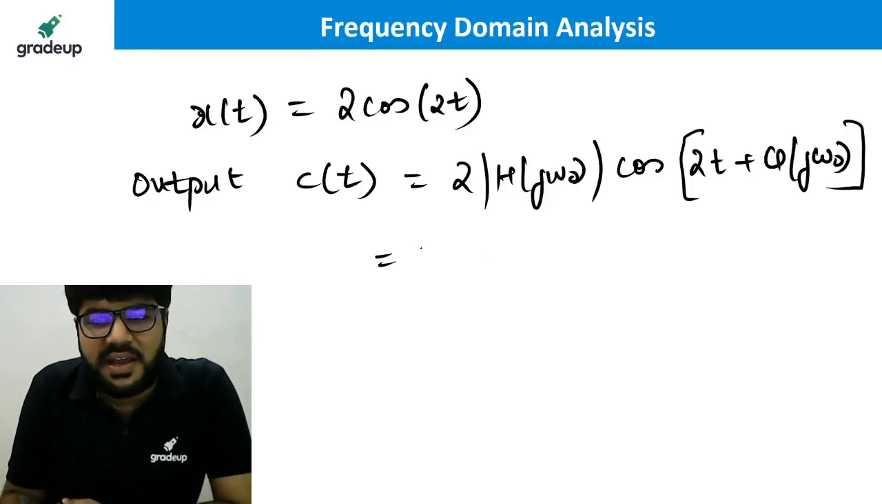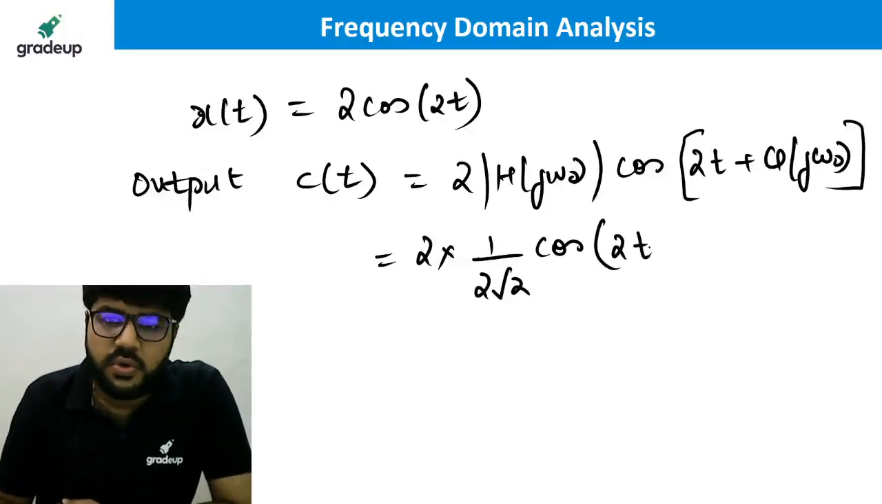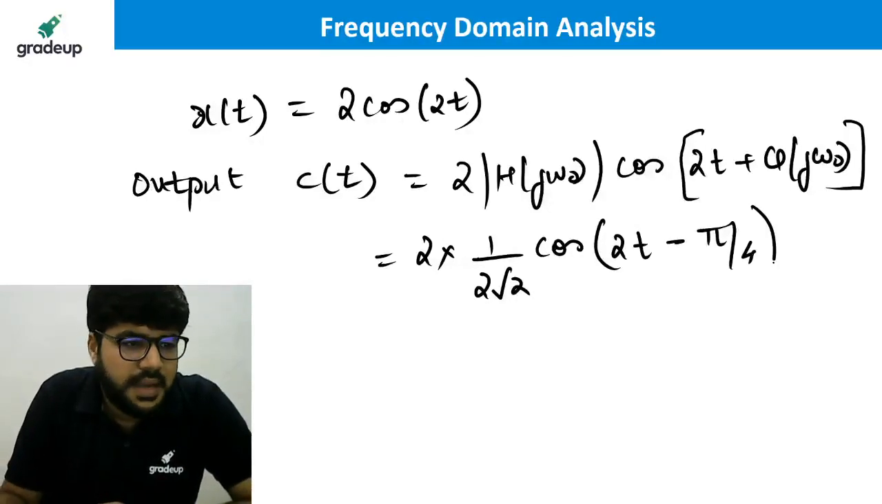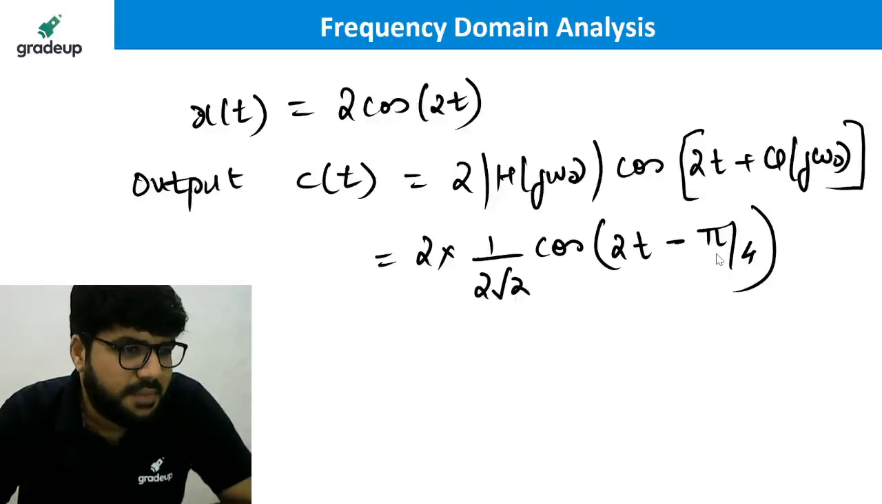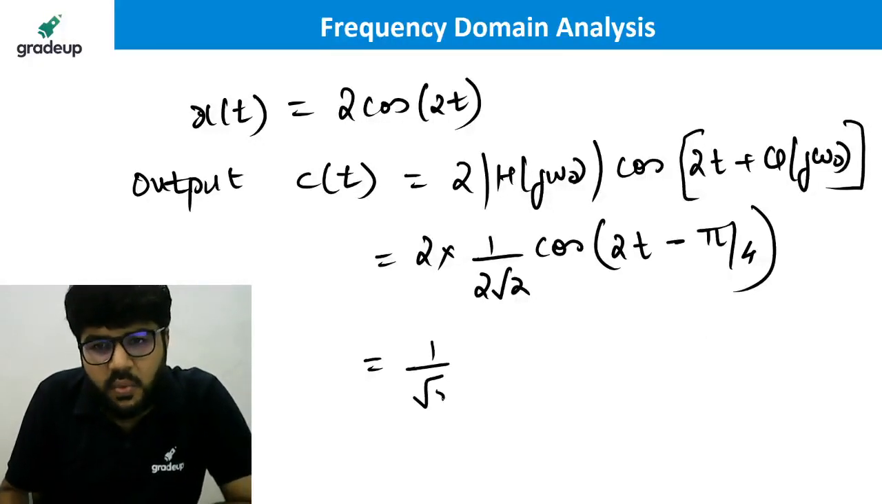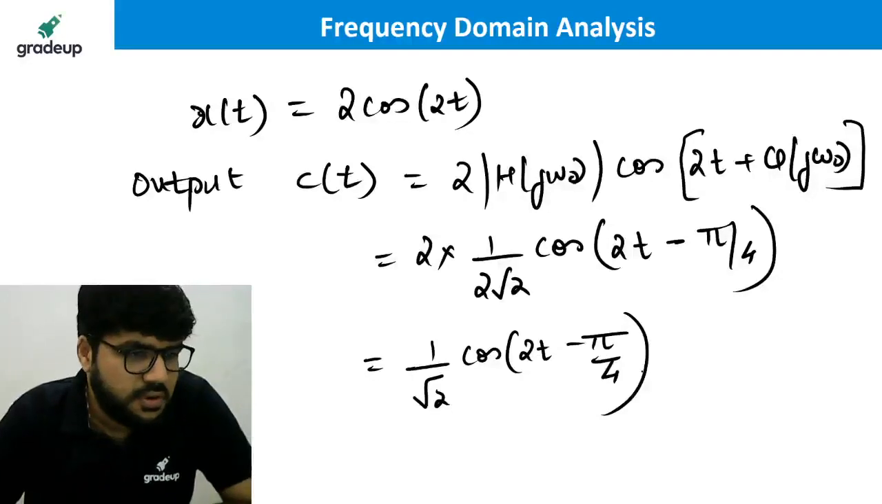Let me put down the values. So it is 2 into 1 by 2 root 2 cos of 2t minus pi by 4, right? So that is 2 and 2 cancelled, 1 by root 2 cos of 2t minus pi by 4.